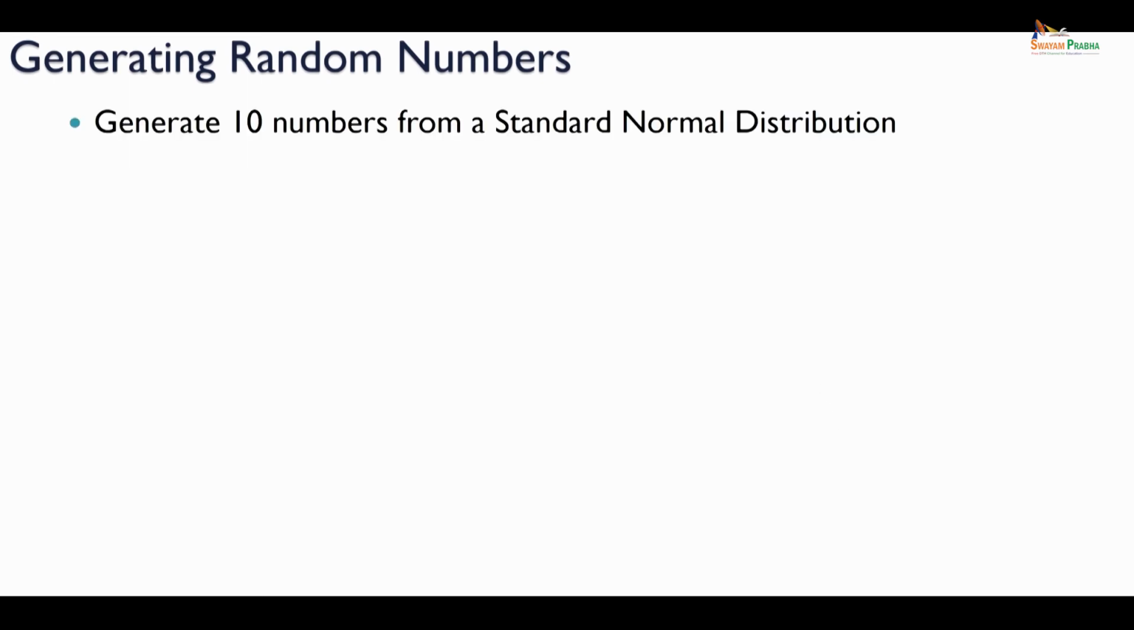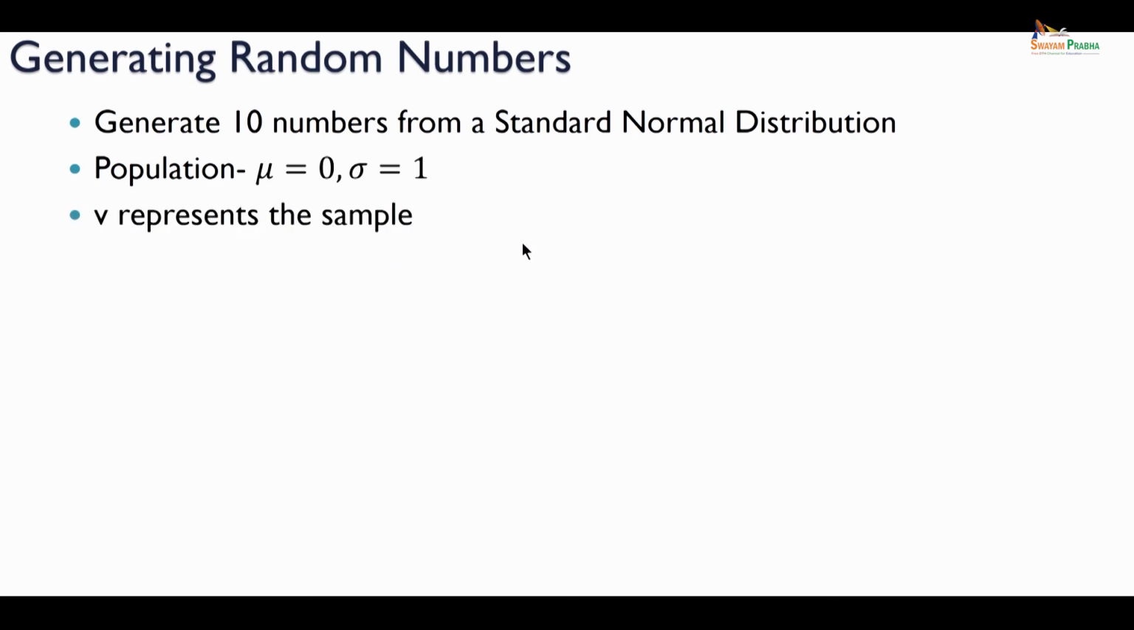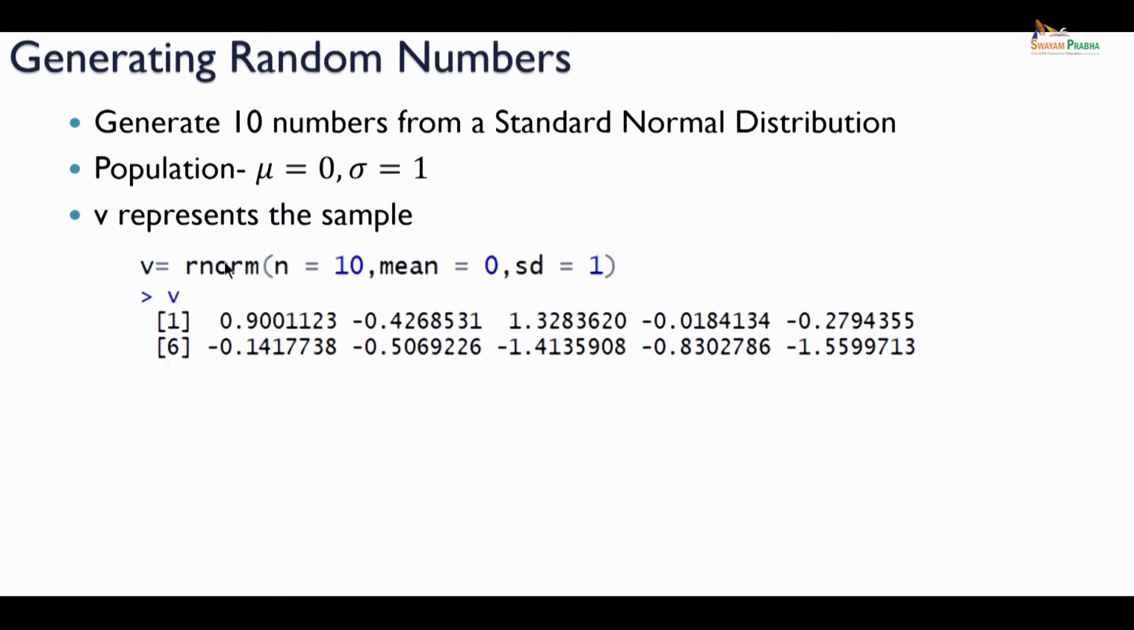Now let us move on to generating random numbers from a given distribution. I am going to generate 10 random numbers from a standard normal distribution, which means the population mean is 0 and the population standard deviation is 1. The numbers I generate, I am going to save in V. So, V represents the sample of 10 numbers that we have generated.